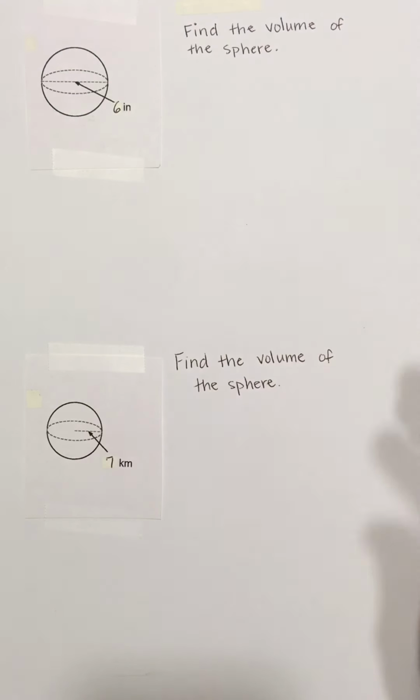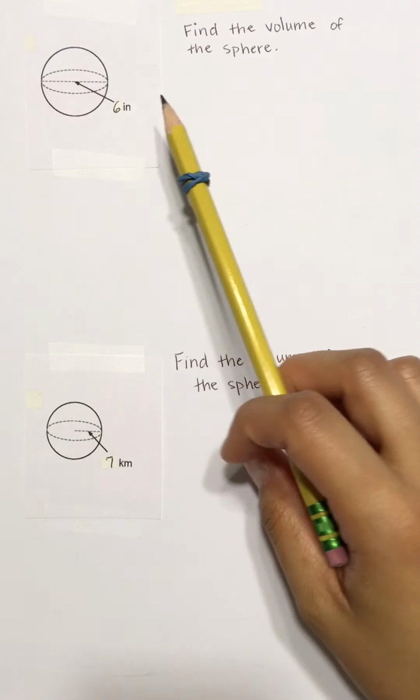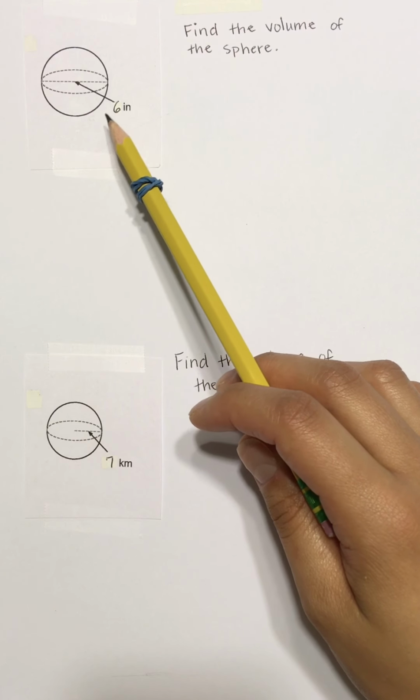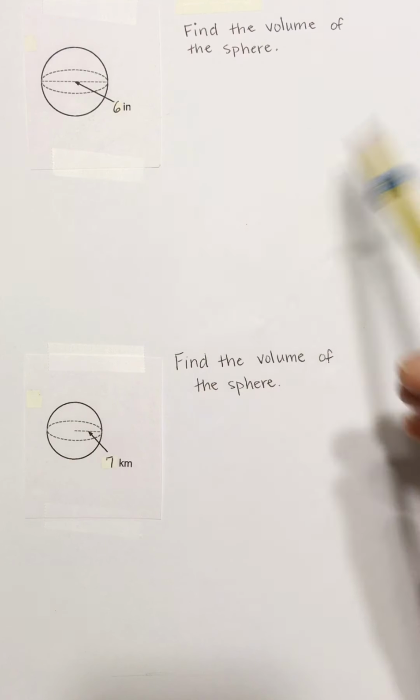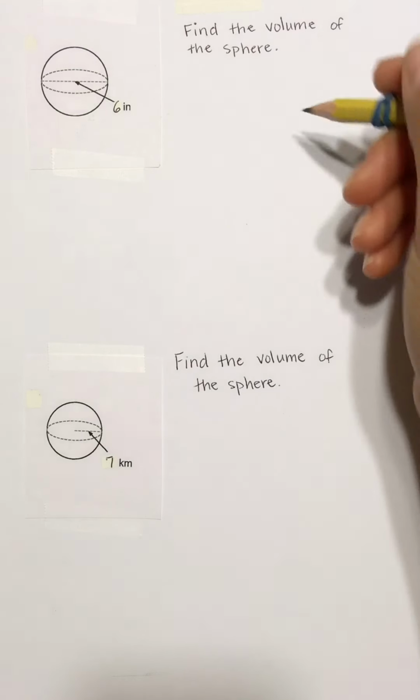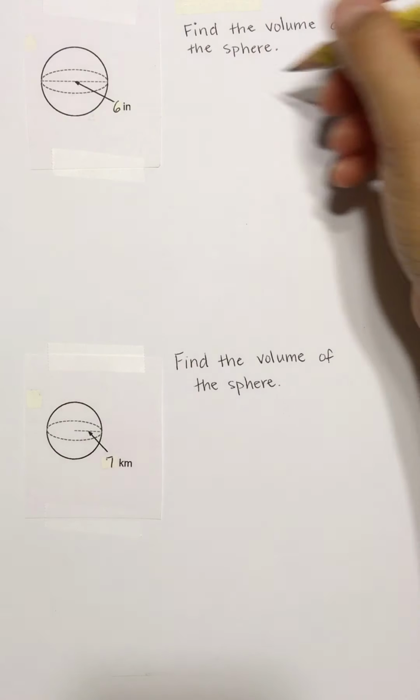Okay, you learned 3 different shapes, or 3 different 3D objects: cylinders, cones, and now spheres. So spheres are like a ball, right? Like a soccer ball, basketball, whatever. And you're going to find the volume of a sphere. So you need your formula for volume of a sphere.